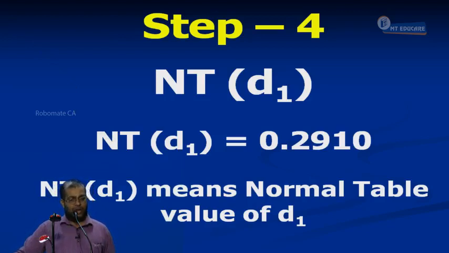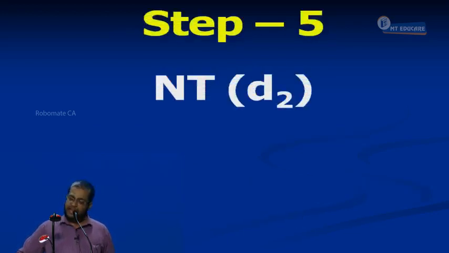I hope you are all doing along with me or not? Now, next. Can I put the next step on? Step 5. What is step 5? NTD2. Normal table value of 0.6701. Look at the workbook and tell me what is 0.67. Tell me what is 0.67?